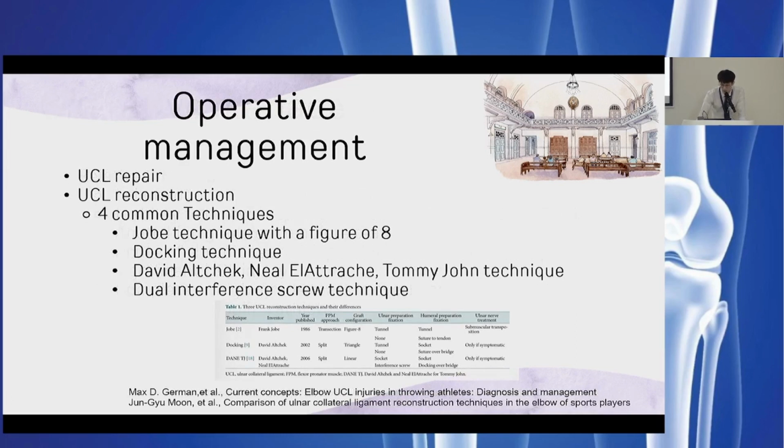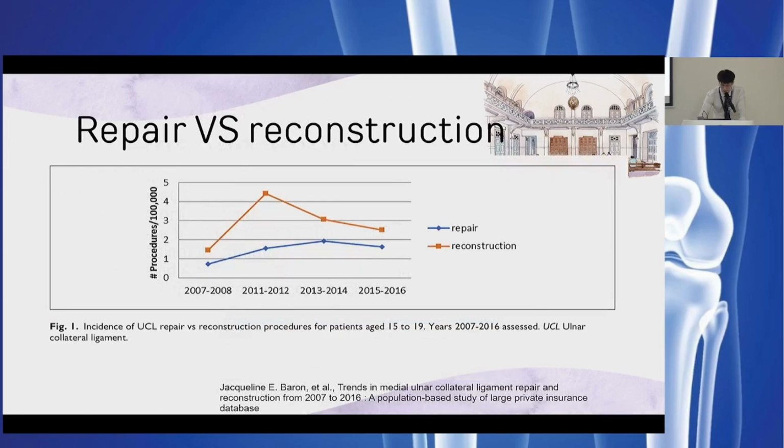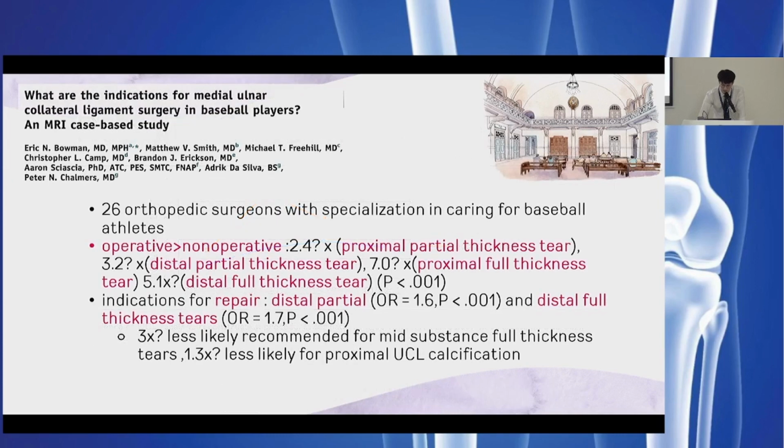Today's choices for operative management are repair and reconstruction. This is a population-based study of private insurance about the incidence of UCL tear and UCL repair and reconstruction. You will see UCL reconstruction is over the repair over time because it is the gold standard nowadays. An MRI case-based study by 26 orthopedic surgeons suggests operative more than non-operative in patients with proximal, partial, and full thickness tears, and distal partial and full thickness tears.